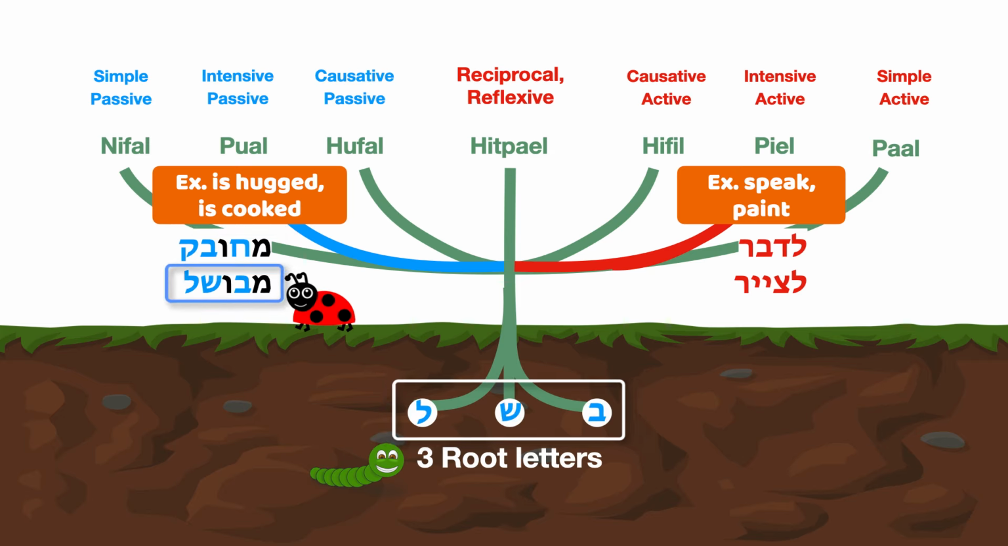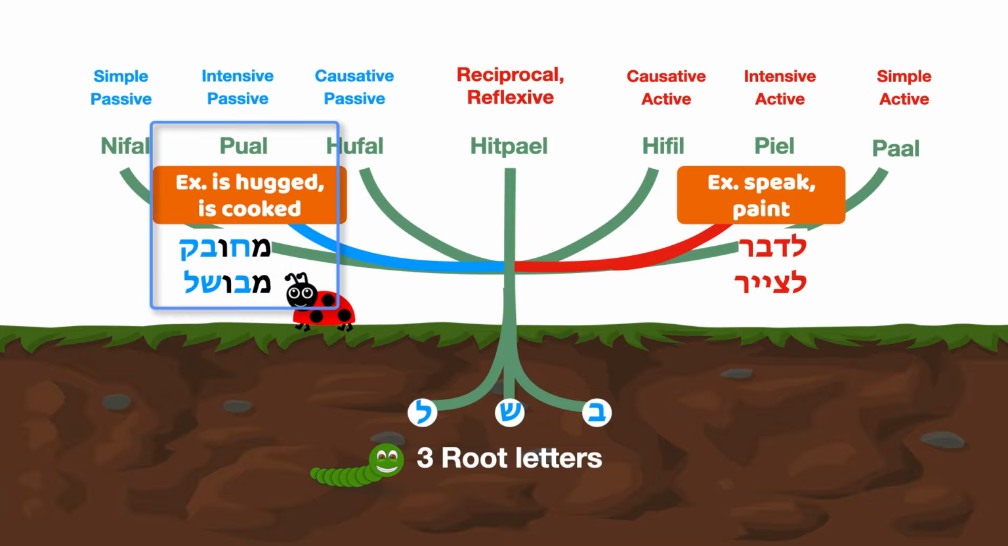And here's another example. The root letters here are ות שין למד. Again, let's apply the rule of adding a mem before the root and a vav in the middle. So we form this word, מבושל. That means is cooked. So remember, Pual verbs are past participle forms of passive intensive actions, usually done on something or someone.